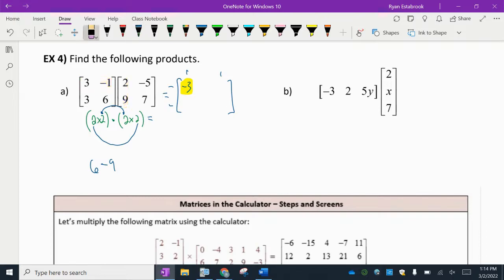I'll do the other item in the first row. Up here in the upper right, this is located in the first row, second column. So we're going to multiply the first row by the second column. 3 times -5 is -15. Negative 1 times 7 is negative 7. Add those together, and we get negative 22 up there. Okay, so I want you to try the bottom row. Can you figure out what goes in the green and what goes in the gray?